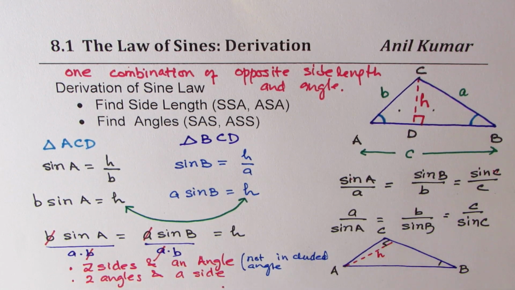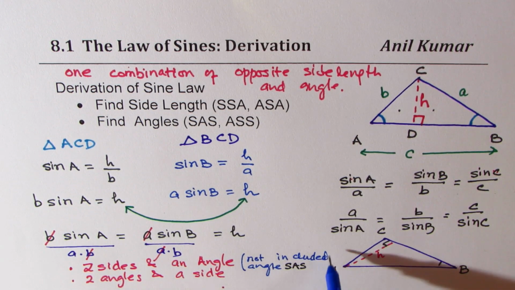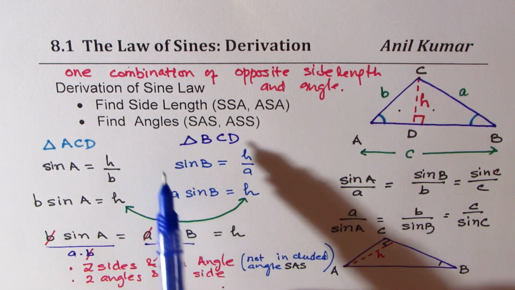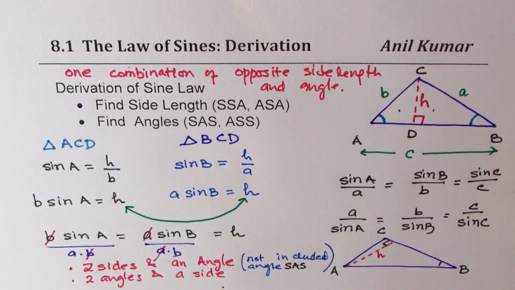That is to say, we do not consider the case side angle side, right? Not the included angle, but the other angle. Is that okay? So we'll take up examples to highlight this particular point. Now let's take up two examples, one to find side lengths and the other to find angles. But I hope this derivation for the law of sines, or the sine law, is absolutely clear.